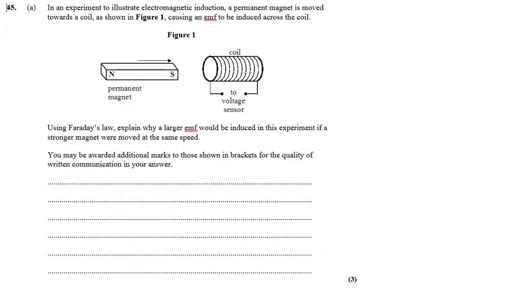So question 45 is about Faraday's law of induction, and it wants us to explain why if we used a stronger magnet at the same speed we would get a larger EMF. Induced EMF is equal to the rate of change of flux linkage. So even though we're keeping the speed the same, so the time is the same, what we're changing with a stronger magnet is changing the flux. So the stronger magnet would have a larger flux. That's the first point we need to make.